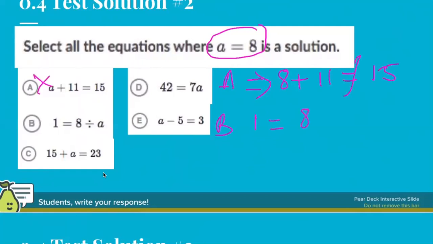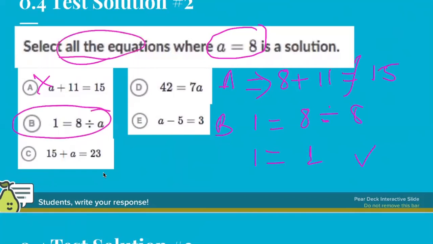1 equals 8 divided by 8, which is 1. So B is one of the choices. But for this one, it says all the equations, so don't just stop there, okay? You want to continue to test for the other ones.